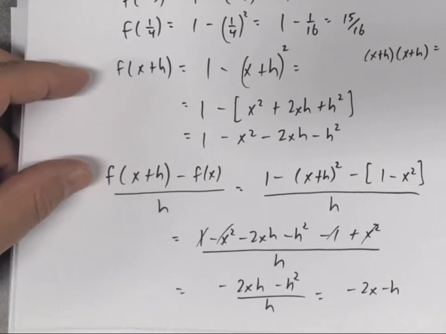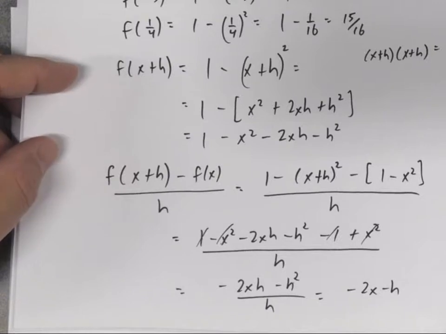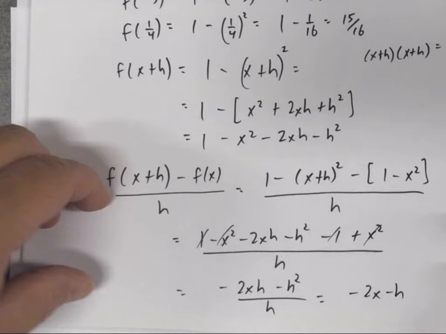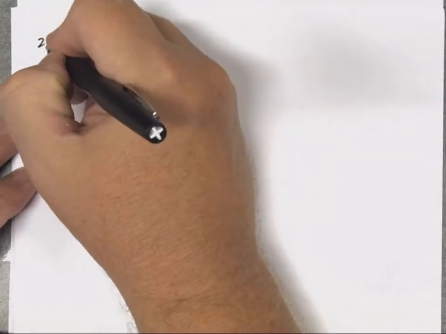And I'm left with negative 2x minus h. All right, so that first problem was just all about understanding function notation and how to substitute in different things for x. Problem number 2.